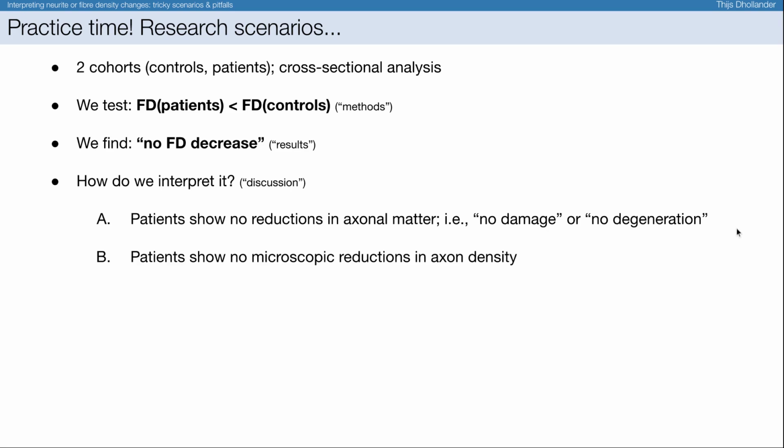Alternatively, we could say, we've got to be a little bit more conservative. We're just going to say the patients show no microscopic reductions in axon density. You know, we stick pretty close to FD here. We say axon density. We don't talk about degeneration or damage or these high level concepts. So which of these two would you write in a discussion section? I'm going to give you a little bit of time to think. If you're watching this on a video, hit pause now, I would say. Otherwise, think quickly.